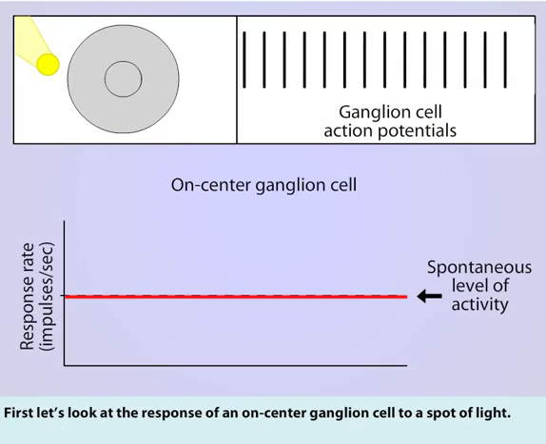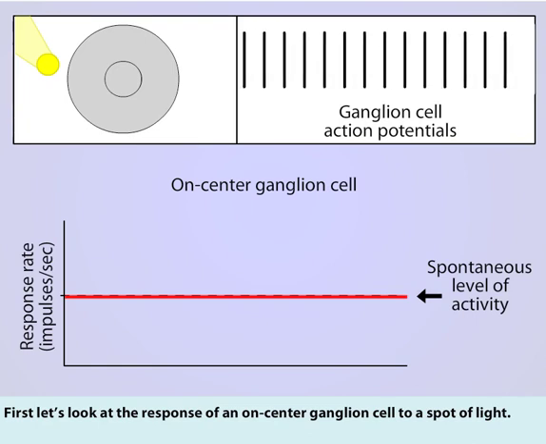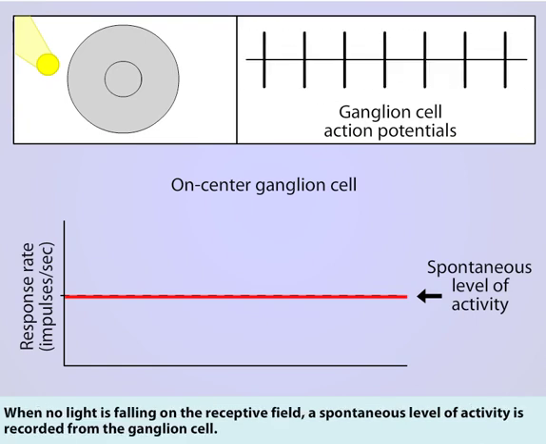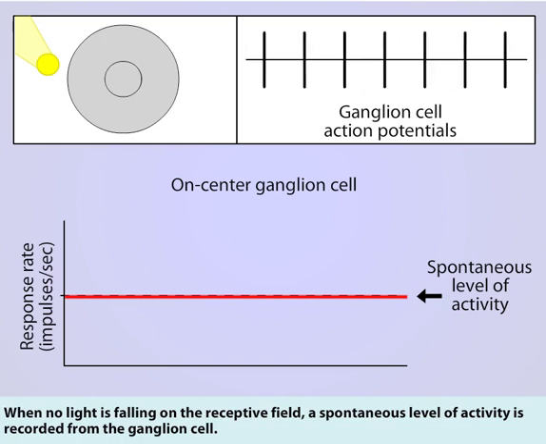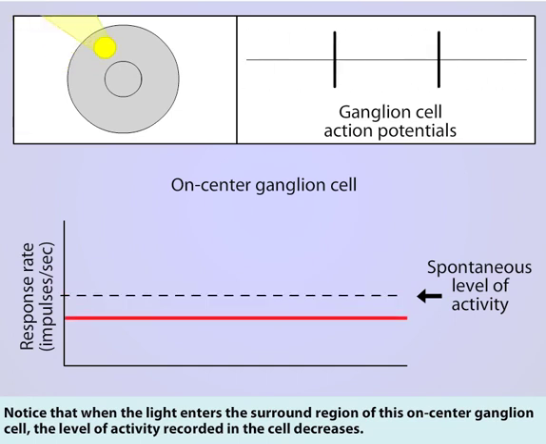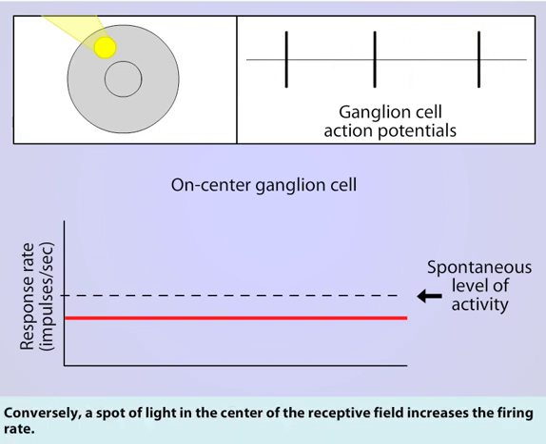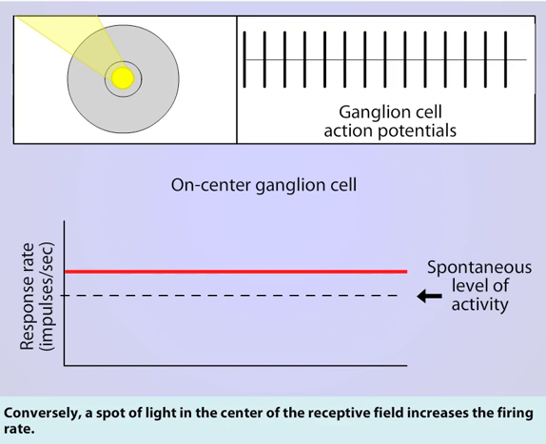First, let's look at the response of an on-center ganglion cell to a spot of light. When no light is falling on the receptive field, a spontaneous level of activity is recorded from the ganglion cell. Notice that when the light enters the surround region of this on-center ganglion cell, the level of activity recorded in the cell decreases. Conversely, a spot of light in the center of the receptive field increases the firing rate.